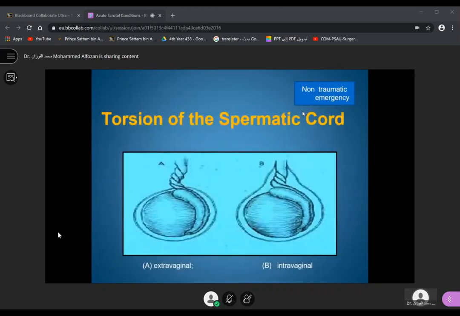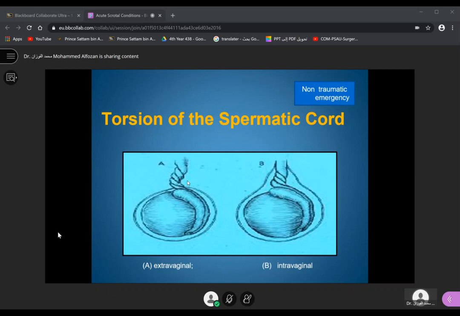So what happens during torsion? As you can see, when there is torsion, the testis will be torted around its vessels, which will result in ischemia, depending on the degree of torsion. Sometimes it's 180, sometimes it's 360, sometimes it's more. As you can see here in A, it's almost 3 times torted around itself. So the more severe the torsion, the more ischemic changes happen, and the less time you have to intervene.